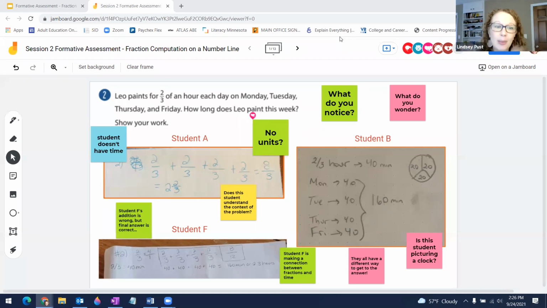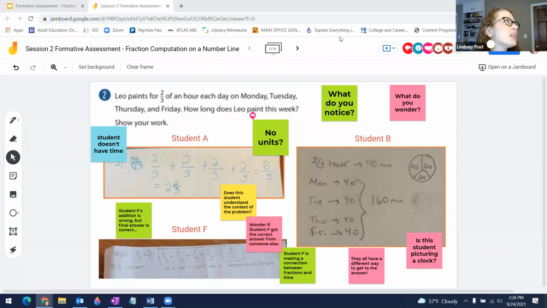Student A has naked numbers. There are no units. The other 2 do have units, and they were able to incorporate minutes into their answers instead of just fractions. And there's an error in the computation in student F, but they were still able to get 160 minutes. And so just noticing these things, right? That's nice to take a moment and just look at student samples. Oh, that's a good wondering. Yes. Look at samples of work.